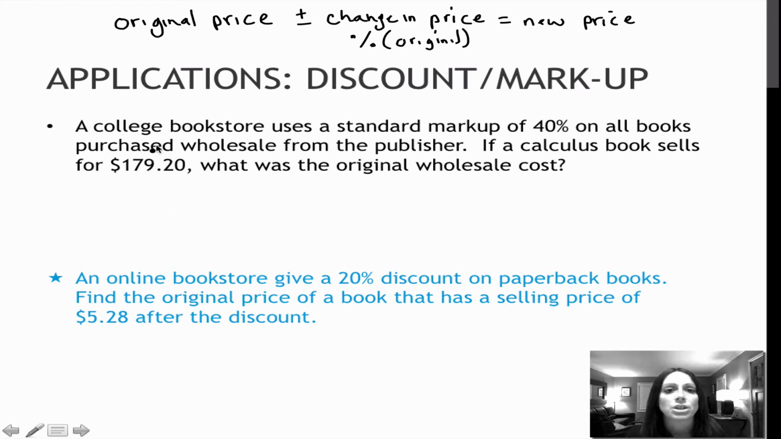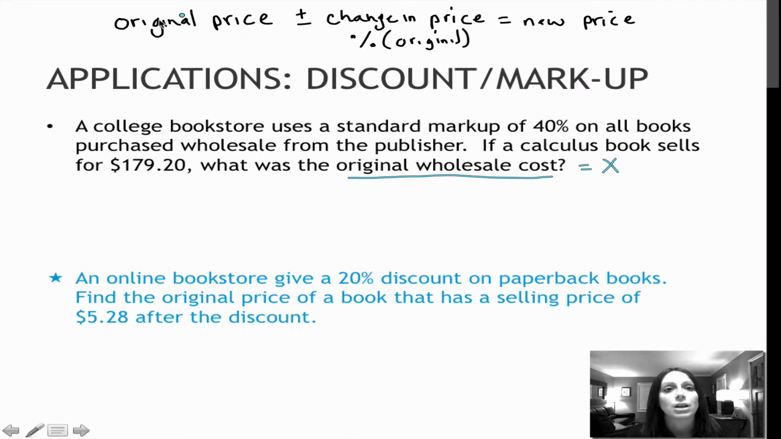On my first question, I have a college bookstore that uses a standard markup of 40%. So markup, obviously we're going to be dealing with plus right now. So a standard markup of 40% on all books, purchased wholesale from the publisher. The calculus book sells for $179.20. What's the original wholesale cost? So this is the question that I'm answering. So that is what X is going to be equal to, or you can use W or P or whatever variable you choose. But the original wholesale cost is going to be X.